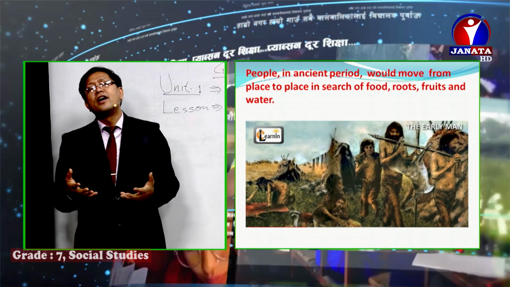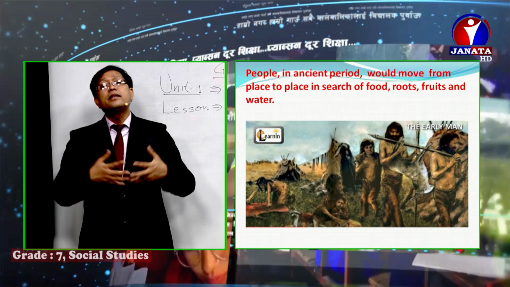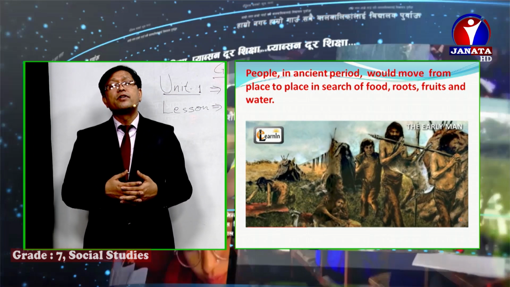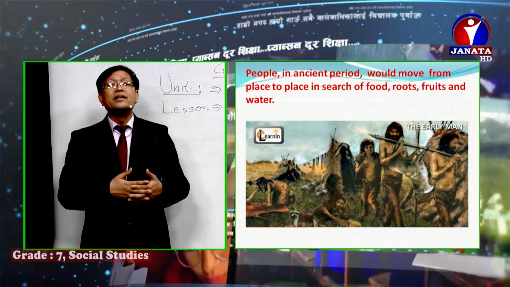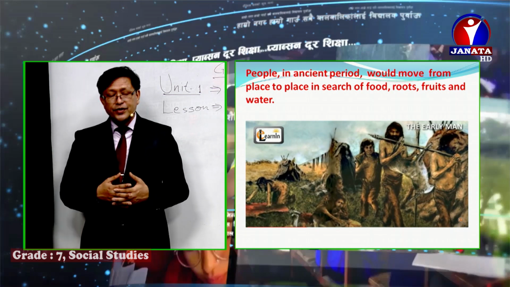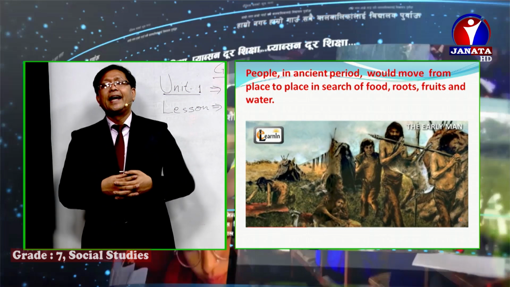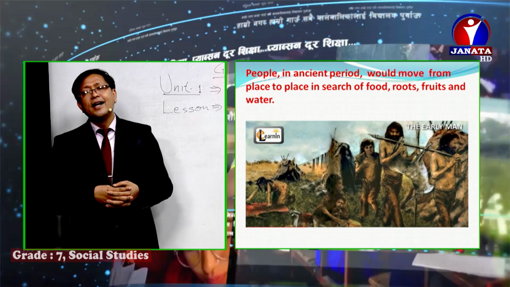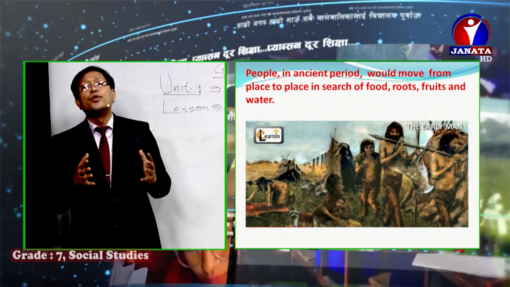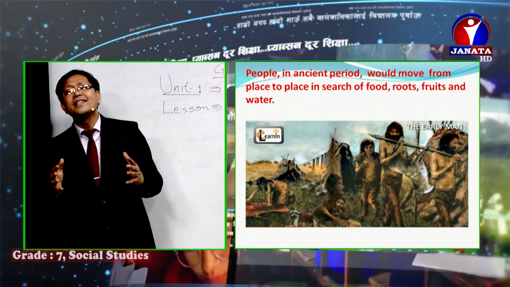They would be in the jungle, all right? They would kill the animal, they would hunt the animal, but they would not get animals for hunting always. So they would move from one place to another place in search of food, water, and animals for hunting. It means they would live a nomadic life. It is called in Nepali, Firante Zindagi.